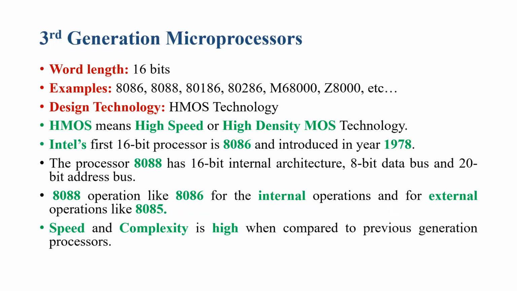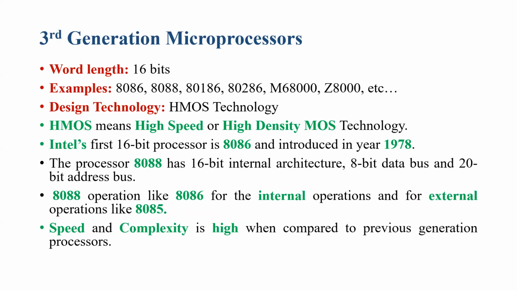Next, coming to third generation microprocessors, the word length was doubled compared to the second generation, that is 16 bits here. Example processors for this third generation are 8086, 8088, 80186, 80286. These are all from Intel. 68000 is from Motorola, and Z8000 from Zilog.